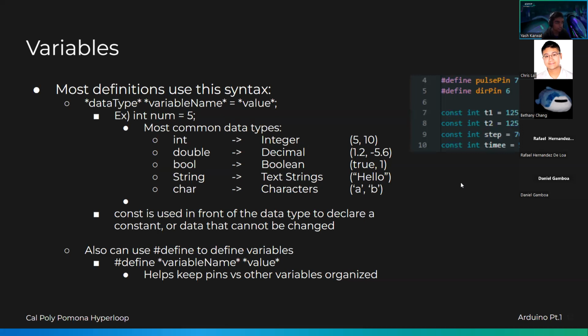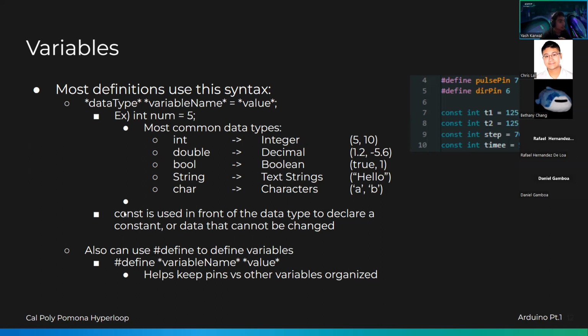So for variable definitions, most of the time you'll define variables with a syntax of the data type, then its name equals a value. So you have integers, doubles, which is basically decimals, booleans, which is basically true or false, like zeros or ones. String is a text string, and char, or just character. Most variables we define in this way, just so that you know what data type you're using, and it's a more common way in most languages in general, like Java and C++.